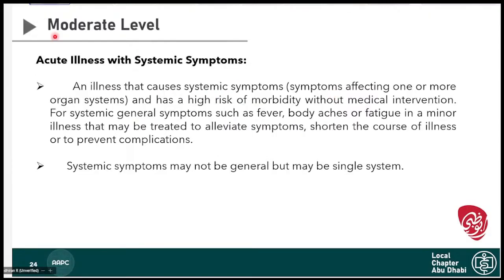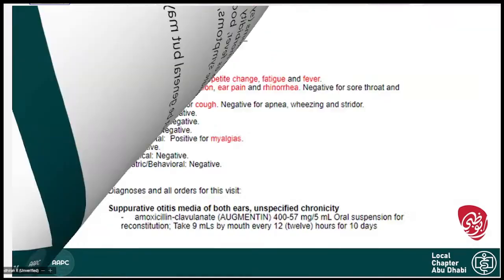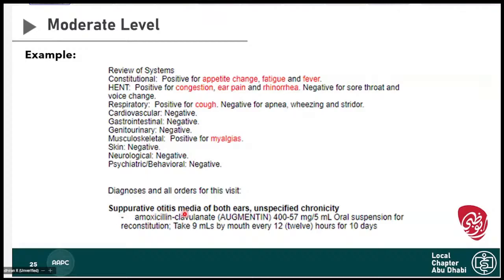So next we will discuss acute illness with systemic symptoms. Few symptoms we can directly consider as systemic symptoms, the general symptoms like fever, body ache, fatigue, myalgia. The systemic symptoms may not be general, but a single system of symptoms we can also consider systemic symptoms. For example, here the patient has suppurative otitis media of both ears. The most common symptom for suppurative otitis media should be ear pain. However, the patient here has appetite changes, fatigue, fever, congestion, ear pain, rhinorrhea, cough, and myalgia. The appetite changes, fatigue, fever, and myalgia are considered general systemic symptoms. Then we can directly assign the moderate level.